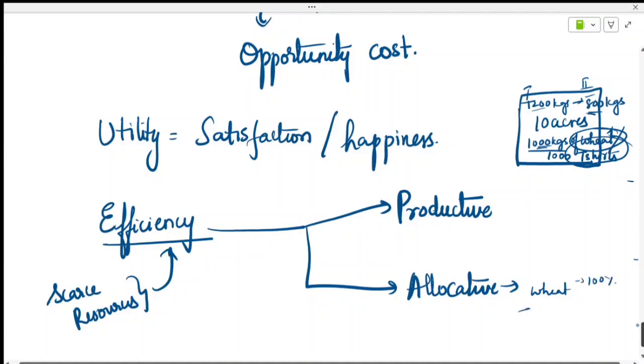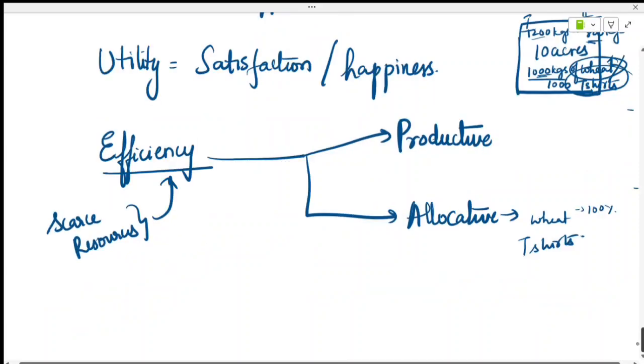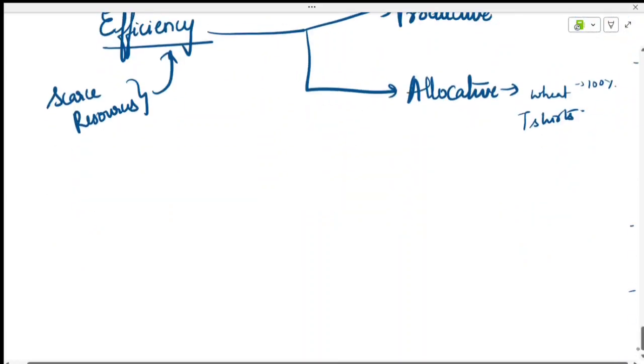But what you're doing? You are producing t-shirts. It means that you are not allocatively efficient. You don't know what to allocate to the market, to what product the demand is there. Fine. So these are two types of efficiencies.